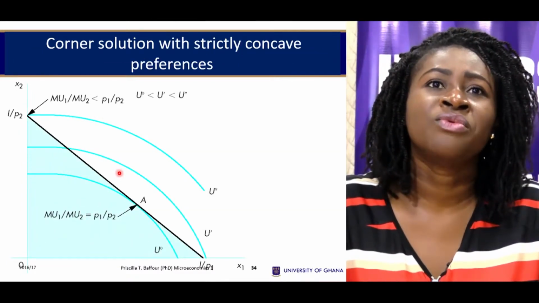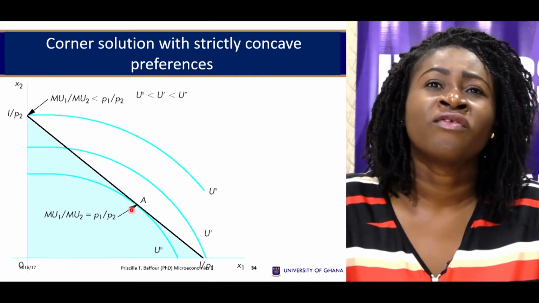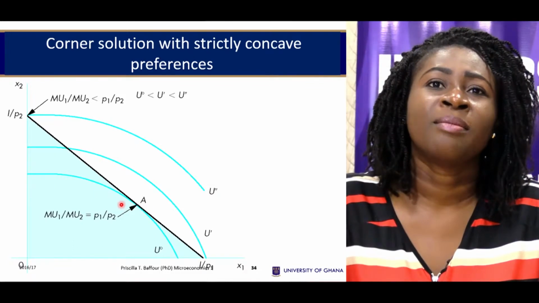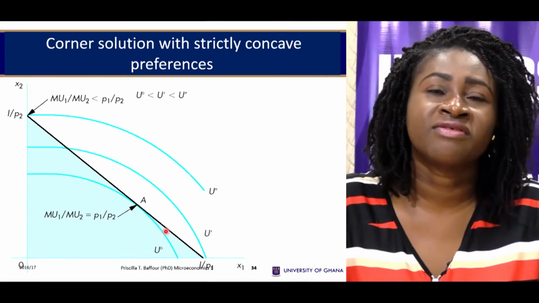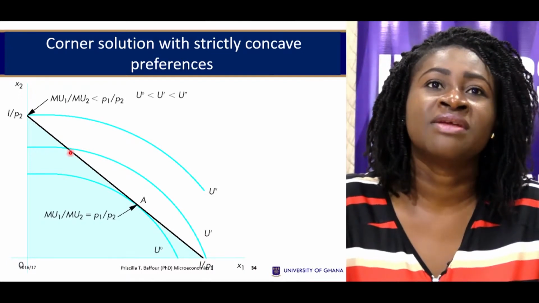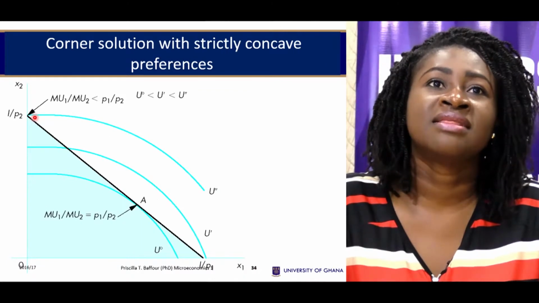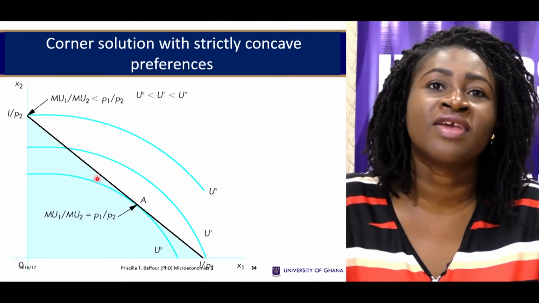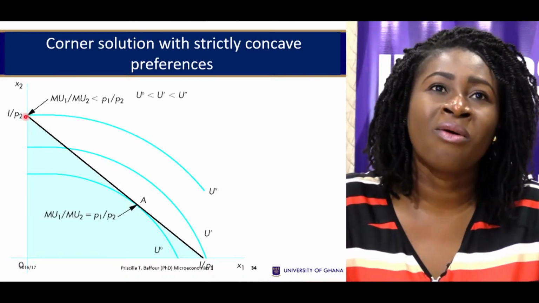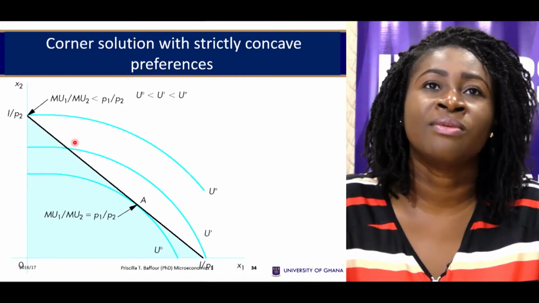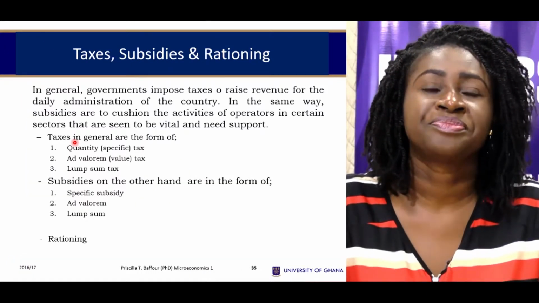Another scenario would be, instead of your point of tangency between the budget constraint and the indifference curve, a concave indifference curve. Satisfaction increases when the consumer moves to a corner, right? And this is with a strictly concave indifference curve. The individual will be better off by being at the corner where they are consuming only one commodity.